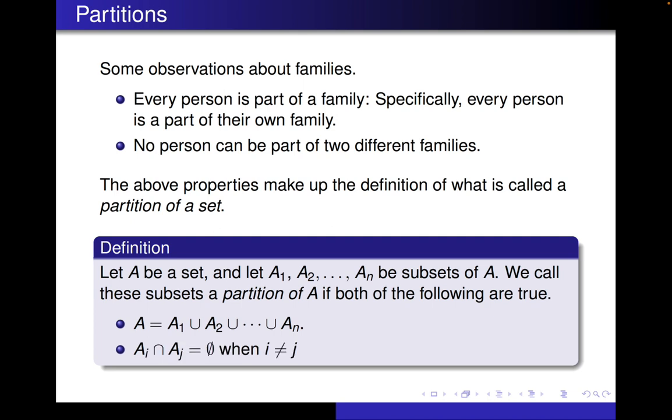And the second thing is that none of the different families have anybody in common, right? No person can be part of two families. That means if you take the intersection of two of those sets, two of those families, you get the empty set.